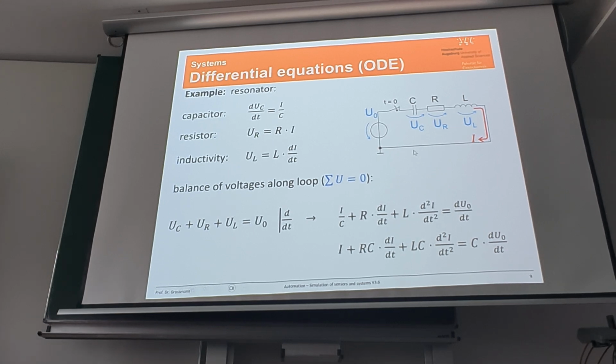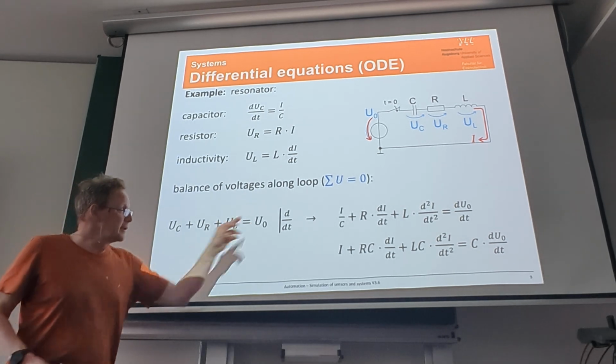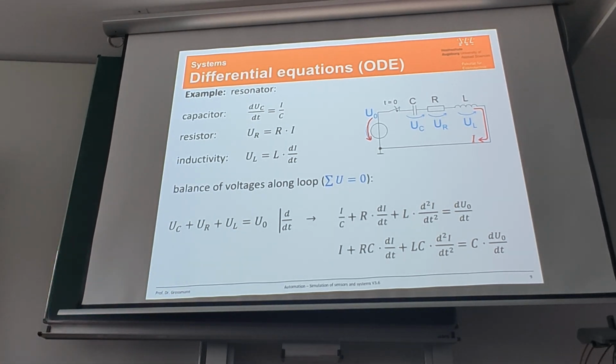Or again, we can say this a little bit differently. Going here from left top to bottom, this is exactly the source voltage U0. But there's an alternative path, so we can go from top left over the capacity, then over the resistor and over the inductivity, and also arrive here at the bottom. And when we go over several voltages, we have to add them. So the sum of these three component voltages equals the source voltage. That's the basis here.